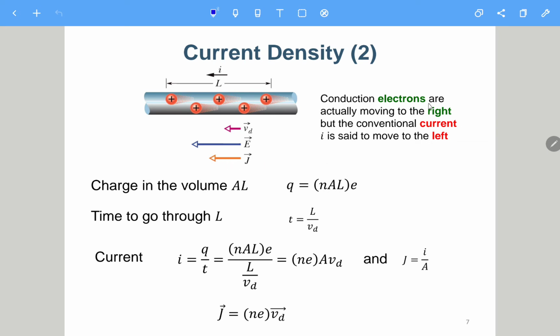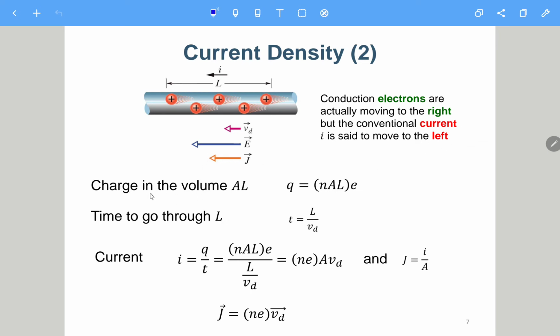Okay, so conduction electrons are actually moving to the right if we really consider electrons, but in this argument we don't really need to bother about whether it is a positive charge or negative charge, both are the same case. But yeah, in chapter 28, for one of the arguments we need to consider which is a positive charge or negative charge, but we'll talk about it later on. So here the conventional current I is said to move to the left.